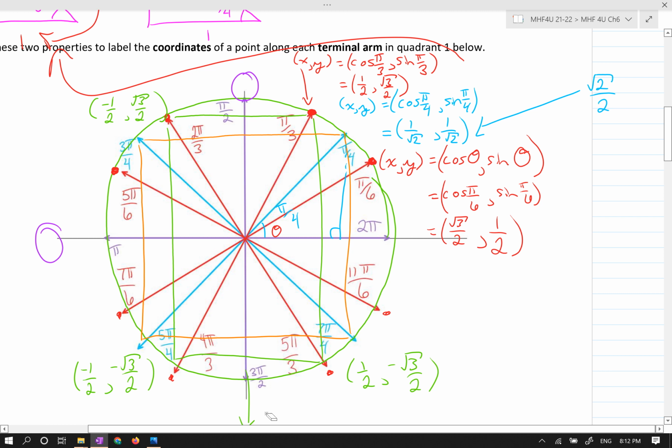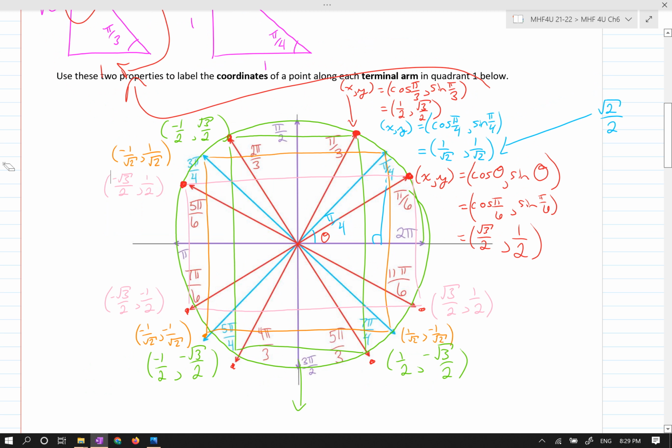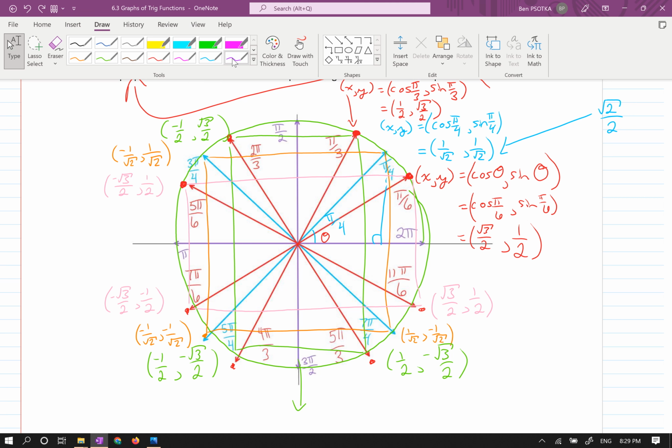We'll leave all of those blank, and I'll ask you folks to pause the video, fill those in, and unpause it when you're ready. Alrighty, so we have the rest of our coordinates here. You can double check your work with mine.